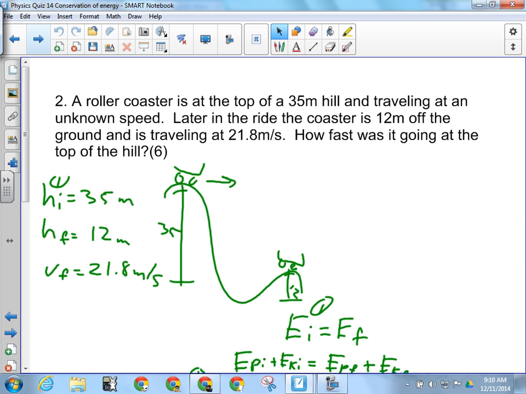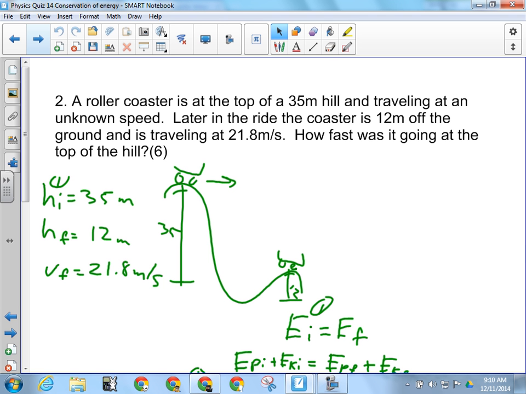Okay, so our roller coaster starts at the top of the 35-meter hill, traveling at an unknown speed. Later in the ride, the coaster is 12 meters off the ground. It's traveling at 21.8 meters per second. How fast was it going at the top of the hill? So we're looking for initial velocity or initial speed on this one. We're told the initial height, the final height, and the final velocity. So give them 1 for their givens. Maybe they made their givens in the form of a picture, which would be fine.